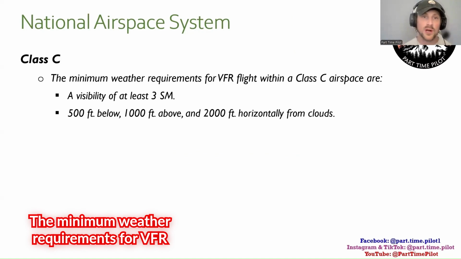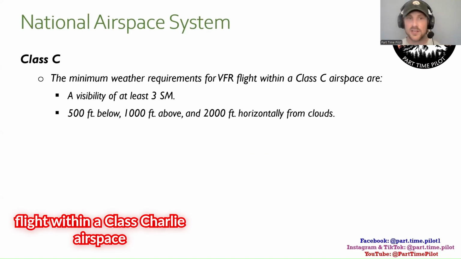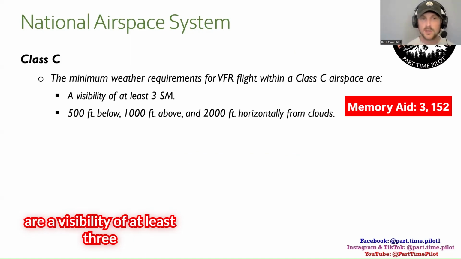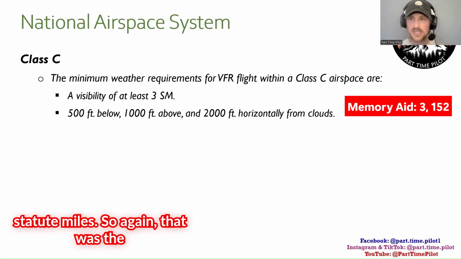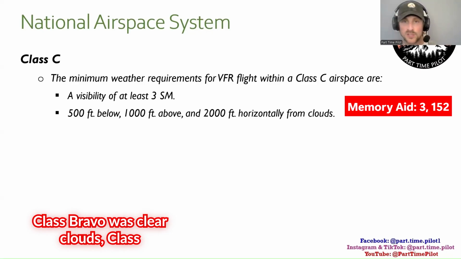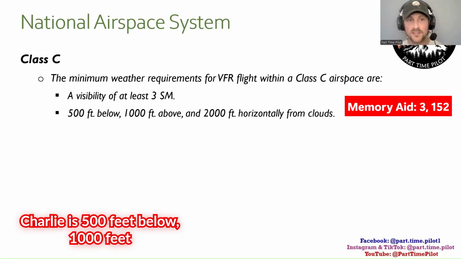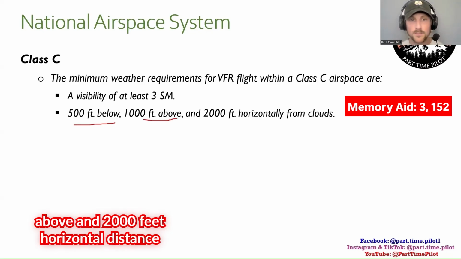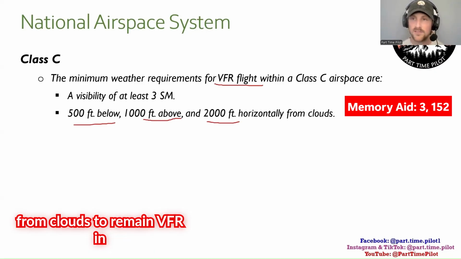The minimum weather requirements for VFR flight within Class Charlie airspace are a visibility of at least 3 statute miles. So again, that's the same as Class Bravo. And where Class Bravo was clear of clouds, Class Charlie is 500 feet below, 1,000 feet above, and 2,000 feet horizontal distance from clouds to remain VFR in Class Charlie airspace.